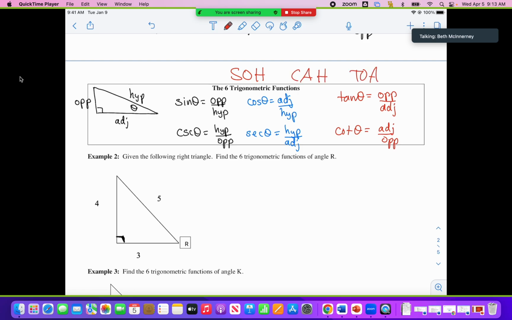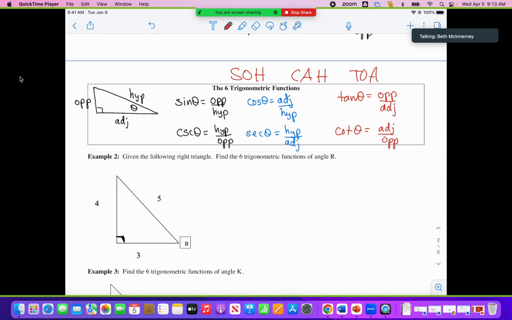I don't know if the CHO-SHA-COW will work. If it works for some of you, great. If it doesn't work for you, great. It doesn't matter how you're going to remember them. The three new ones are pronounced cosecant theta, secant theta, cotangent theta.